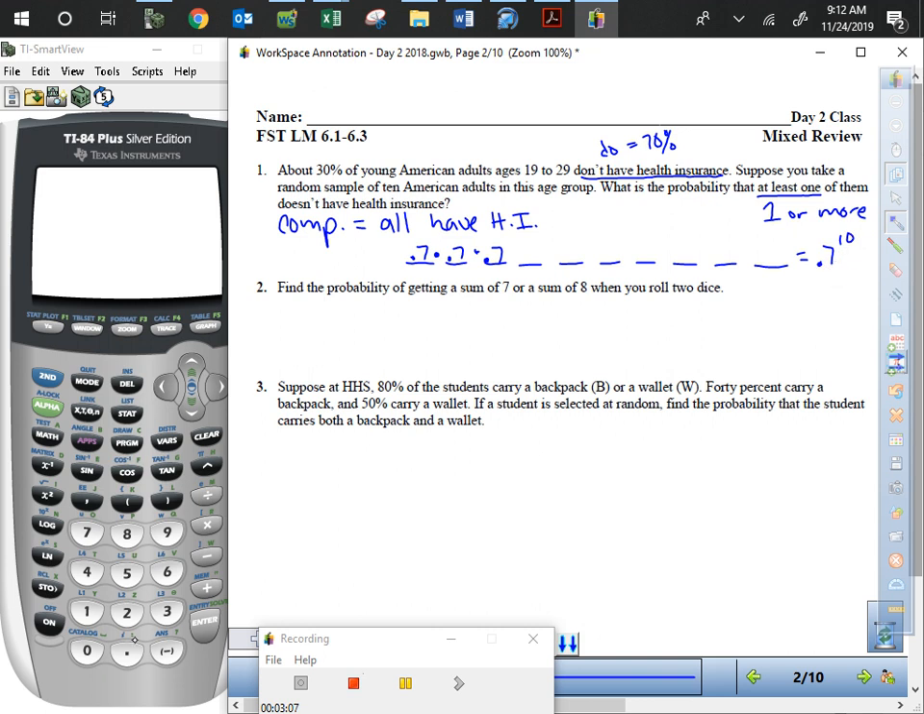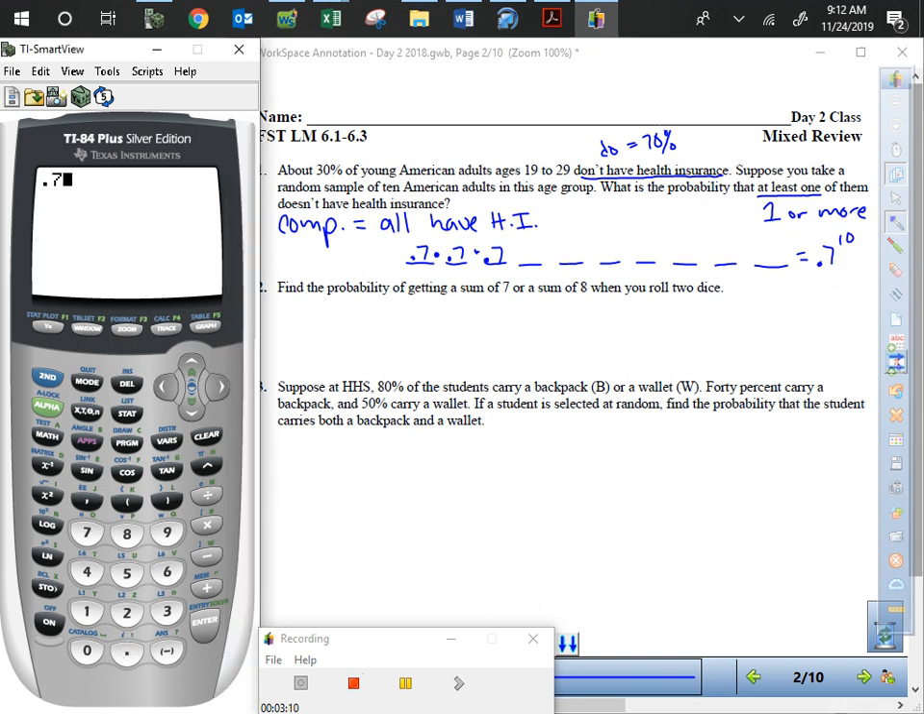If I type in 0.7 to the 10th power, we get this really small decimal here. But remember, this is the probability that all have health insurance, when we really want that at least one of them doesn't. One may not have health insurance, but there could be 2 or 4 or 9. We don't really know. So all we have to do now is take 1 minus this. So 1 minus the probability of that to get our final answer.